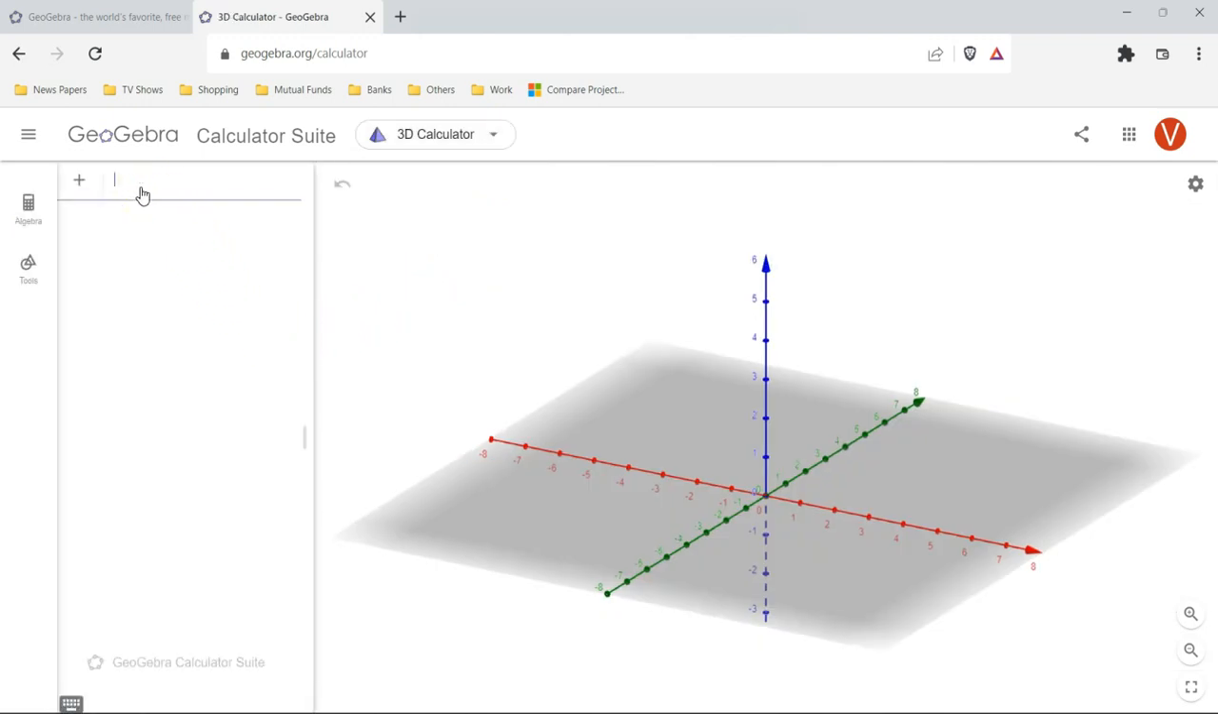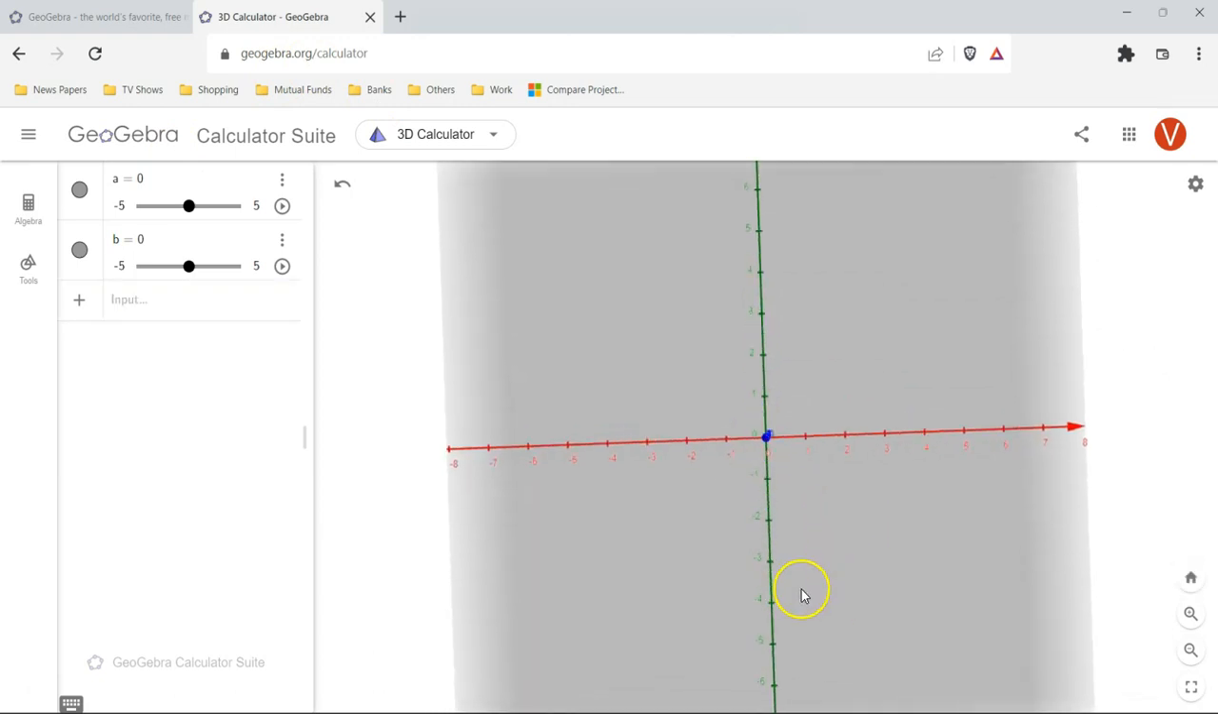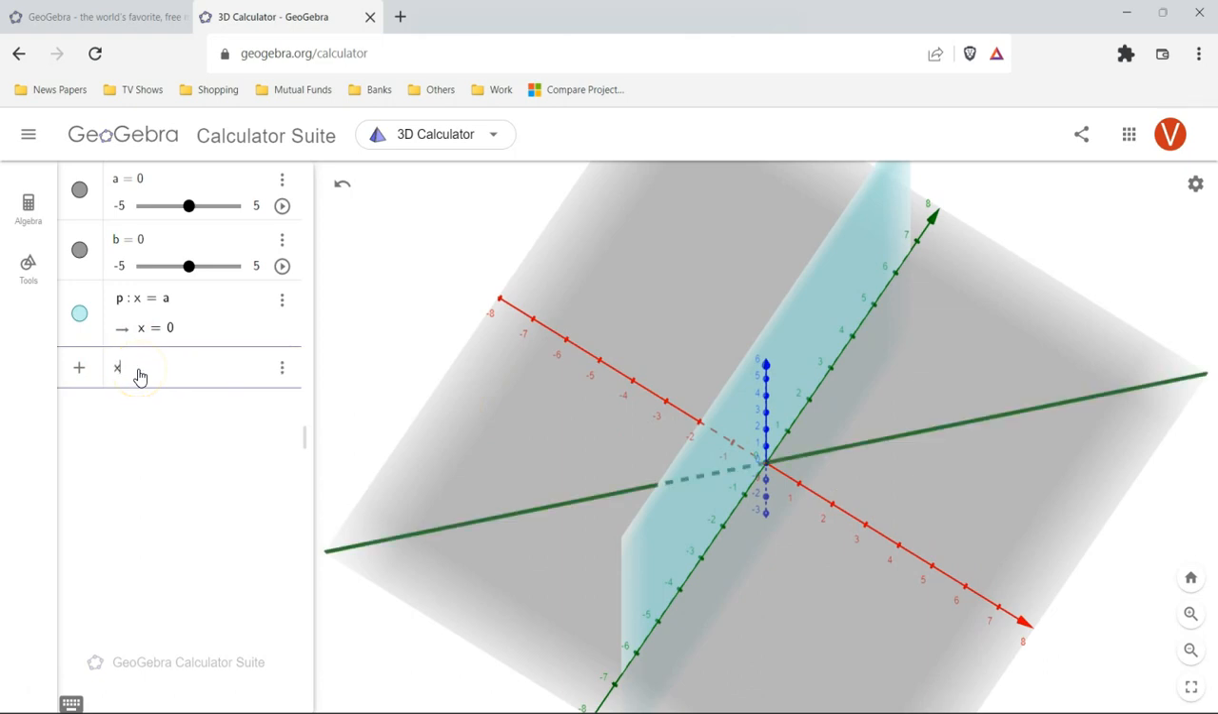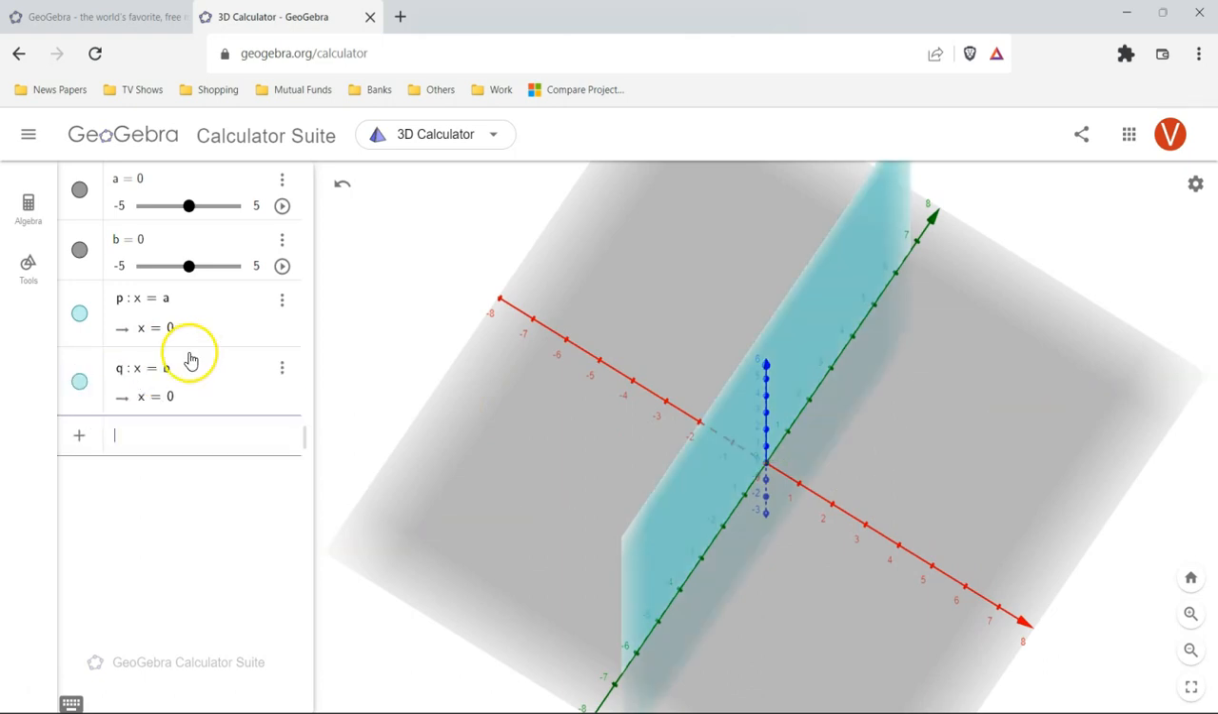Okay, and I want to parameterize it, so let's use sliders. A is equal to slider from -5 to 5 in steps of 1. B is equal to slider from -5 to 5 in steps of 1. Let's define these two boundaries as planes so that we can actually visually see it. So x equal to A is one plane and x equal to B is another plane.